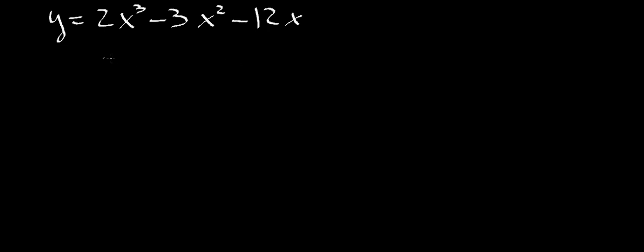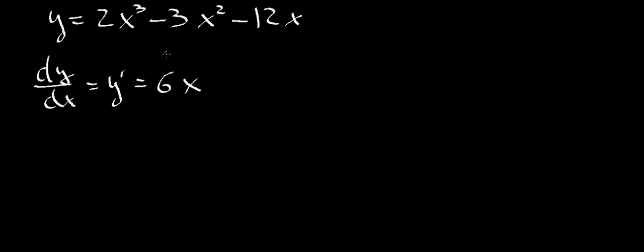Hi, in this video we're going to be finding the turning points for this equation here, 2x cubed minus 3x squared minus 12x, and we're going to check if they are maximum or minimum points. We're going to start by calculating the first derivative of y, dy/dx, or y dash, and that is going to be 3 times 2, which is 6, x to the power of 3 minus 1, x squared, minus the 2 times the 3, which is another 6, times x to the power of 2 minus 1, which is 1, minus 12.